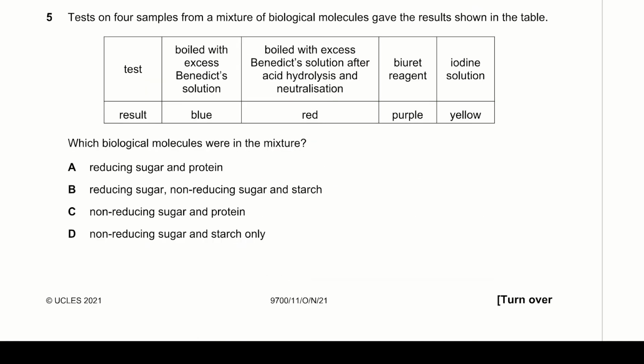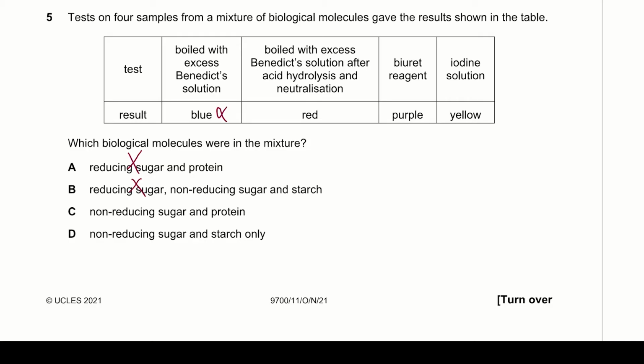Question 5. Four samples from a mixture of biological molecules gave the results shown in the table. Which biological molecules were in the mixture? To start with, boiled with excess Benedict's solution. Benedict's solution is used to test for reducing sugars. If it turns from blue to either red, green or yellow, this means that reducing sugar is present in the sample. But in this case, it stayed blue. Therefore, there is no reducing sugar in the sample. So the test is negative for reducing sugars. So both of these are incorrect.